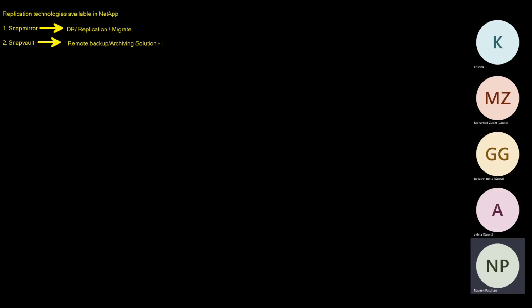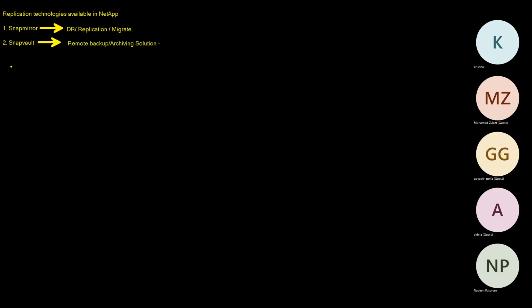Whenever they ask you what is the difference between SnapMirror and SnapVault, you need to tell them that SnapMirror is a disaster recovery and replication migration solution, which we can use to maintain as a DR or to replicate or migrate the data. But SnapVault is just a remote archiving solution, which we can use to back up the data from one Netapp cluster to another Netapp cluster. Okay, that's it.